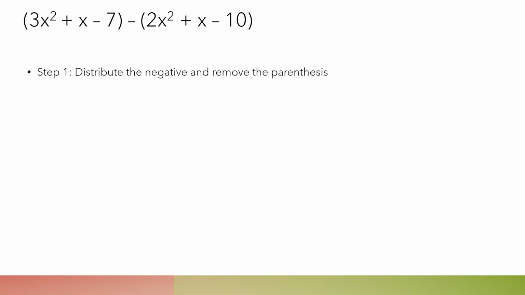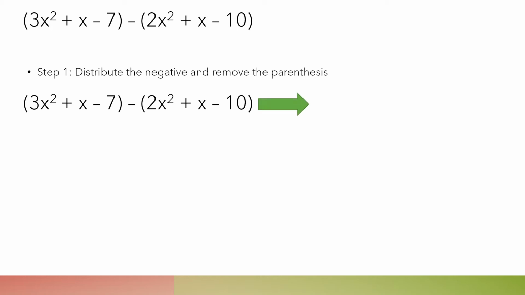So the only step that's really different is just the very first step, because you need to distribute that negative and then remove the parentheses. So here I have the equation. The first thing I'm going to do is I'm just going to rewrite the first trinomial, and I'm going to get rid of the parentheses. But before I write the second trinomial, I need to distribute that negative sign.